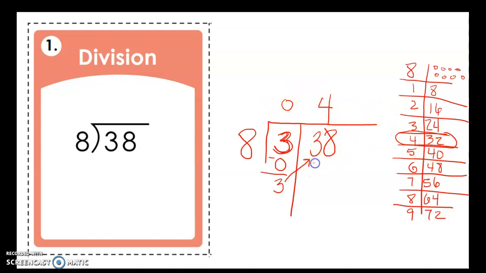I subtract my 32 and I end up with 6. 6 is less than 8, so I know I'm done. So my answer is 4 remainder 6. No adding up top at all. That's just your answer, 4 remainder 6. Okay, let's look at another one.